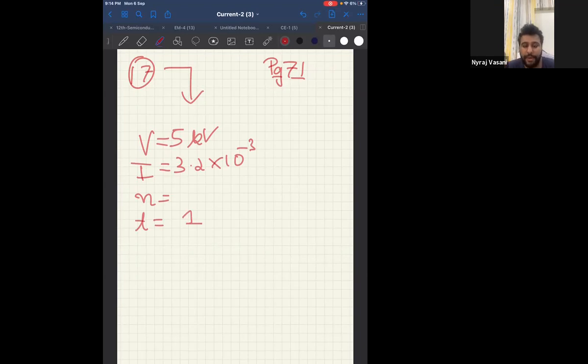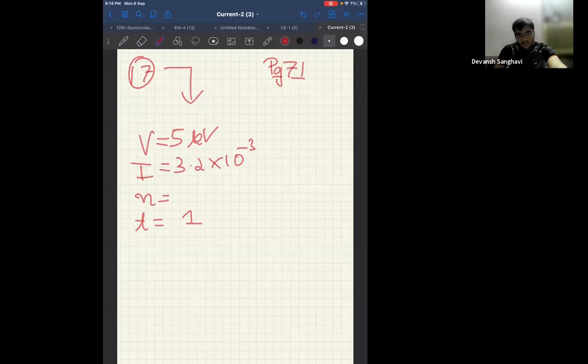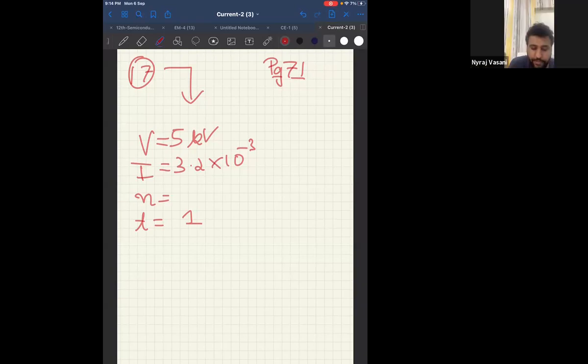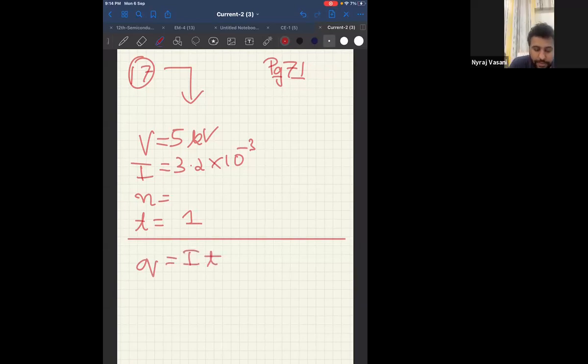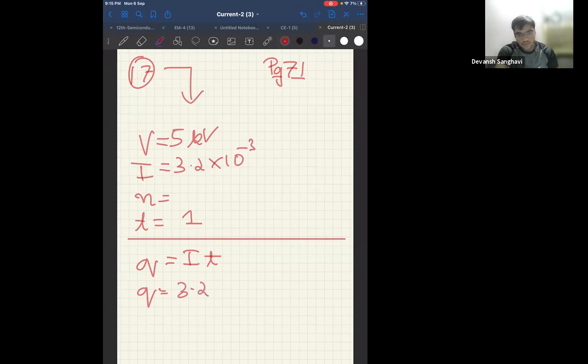So tell me, what can I find out first? Think about it. One value is dummy value. I want to find number of electrons. Think. We will get the charge. We will get Q. Tell me, how do I get Q first? I is equal to Q by T. Or Q is equal to IT. Therefore, tell me, what is the charge you are getting? 3.2 into 10 raised to minus 3.